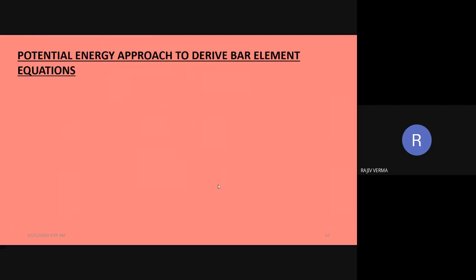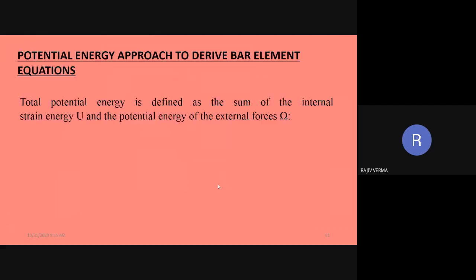Now starting with the derivation itself, the total potential energy is defined as the summation of the internal strain energy represented by U and the potential energy of the external forces denoted by Ω. So we have equation number 1: the total potential energy is equal to the summation of the internal and external energy.